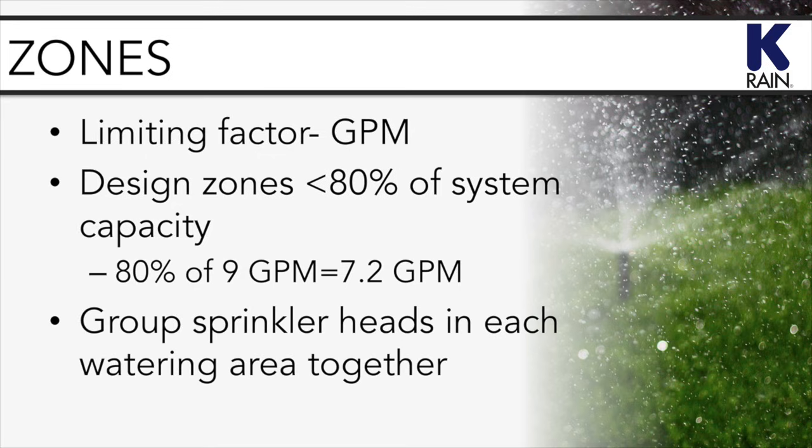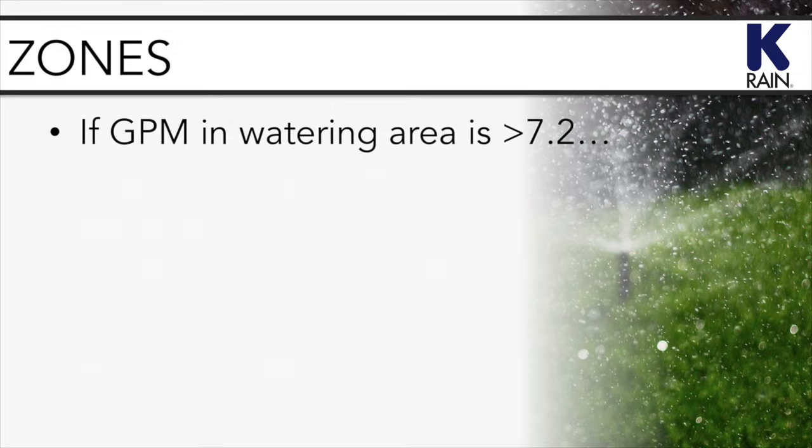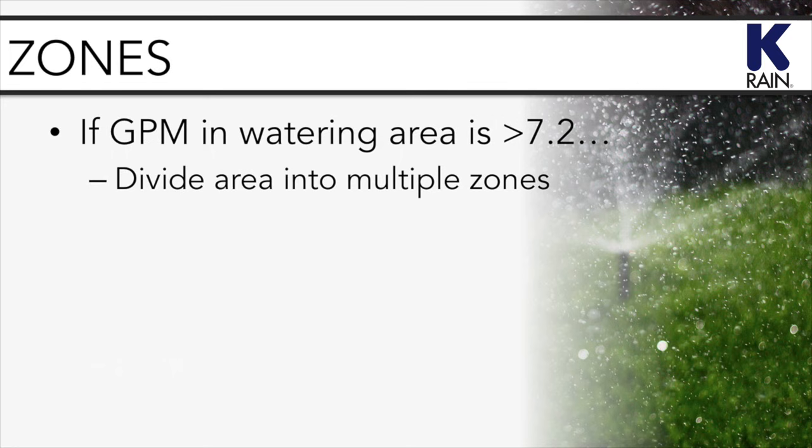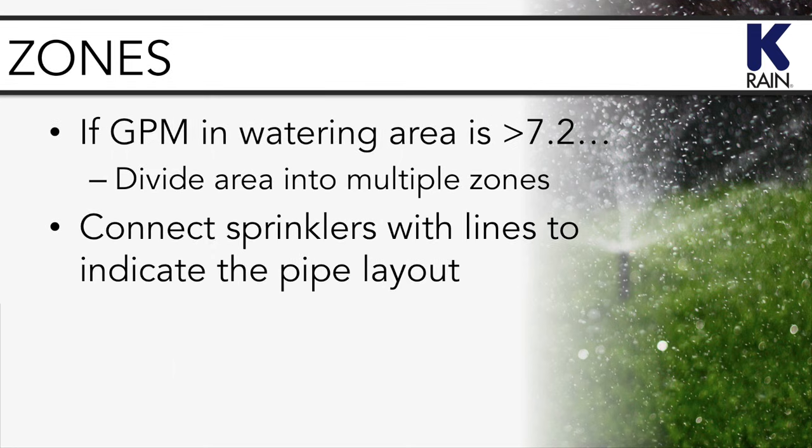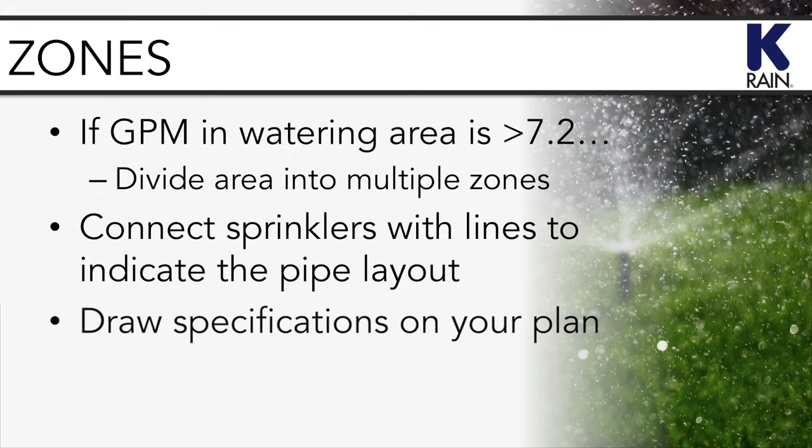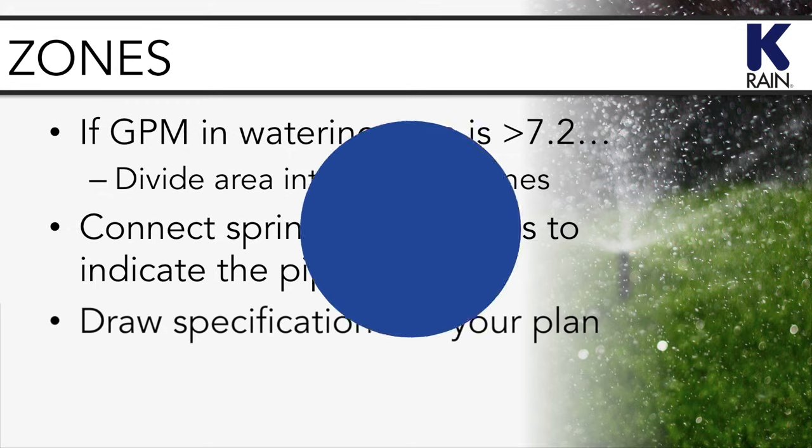Start creating zones by grouping the sprinkler heads in each watering area together. If the total number of gallons per minute in the watering area is greater than 7.2, divide that area into multiple zones. Connect sprinklers with lines to indicate the pipe layout, and draw in a valve indicating the zone number, valve size, and flow rate.